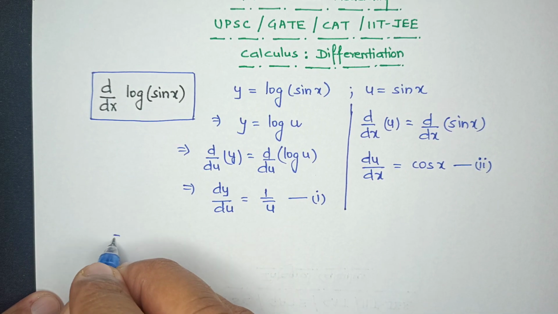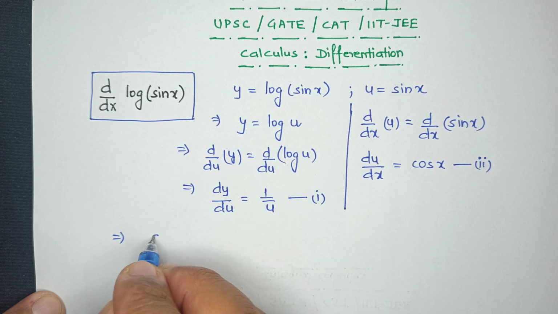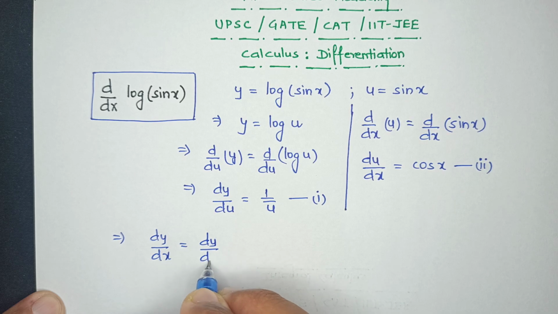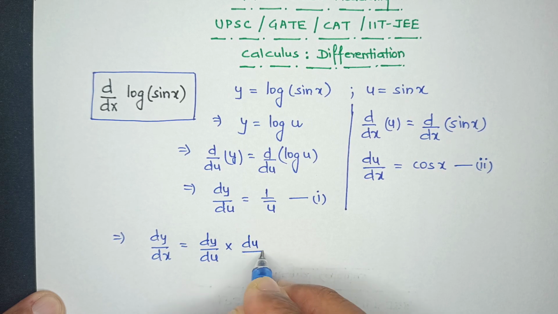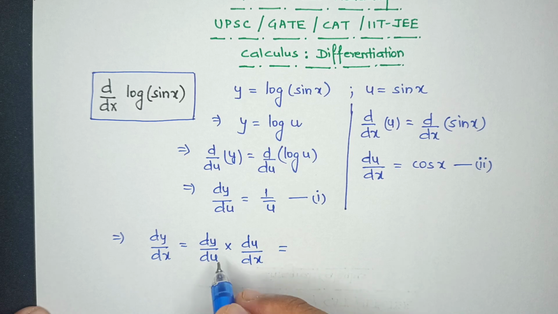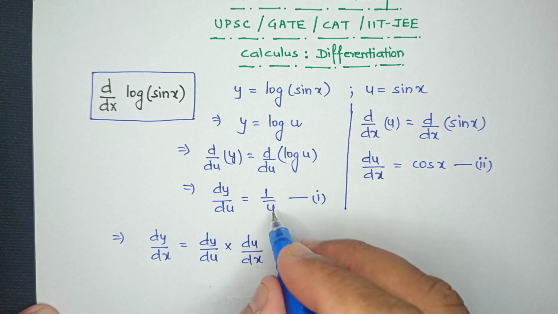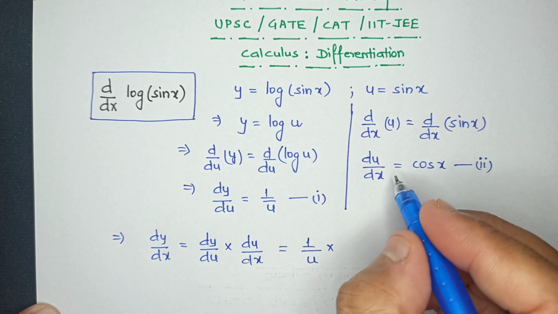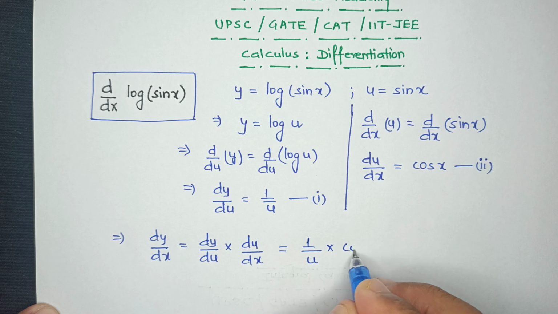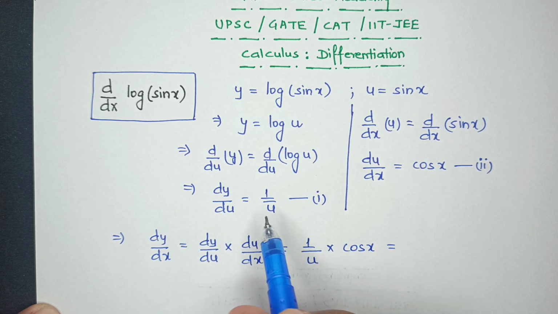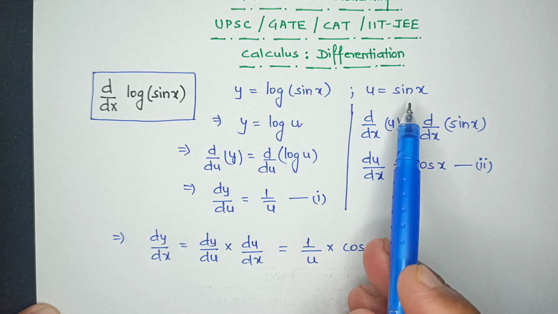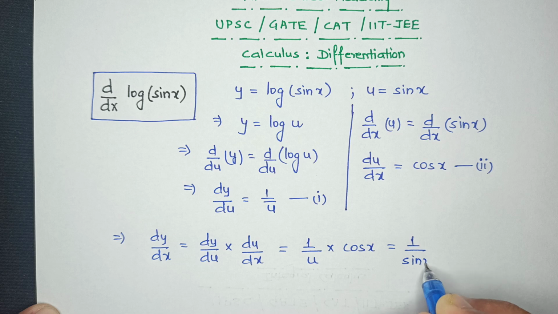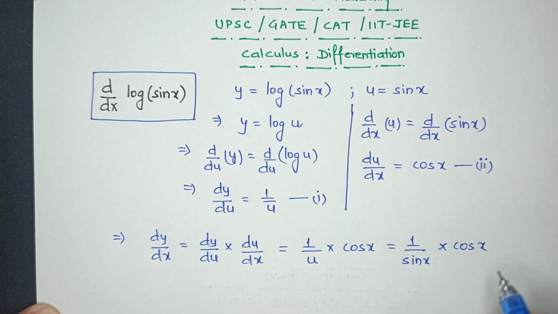Now as far as the value of dy by dx is concerned that we were supposed to calculate, we can write dy by dx as dy by du multiplied by du by dx. So the value of dy by du we have already calculated as 1 divided by u, and then this is multiplied by du by dx, which as per equation number 2 is cos of x. Now the value of u that we have substituted was sine of x. So this would be 1 divided by sine of x multiplied by cos of x.